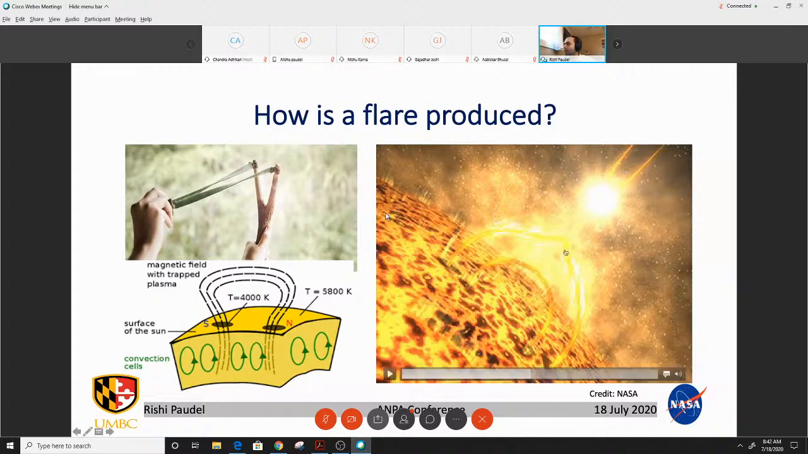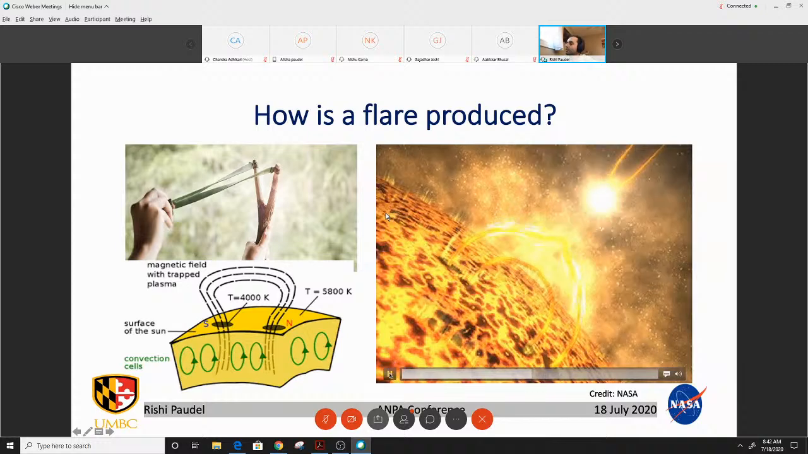Likewise, the energy is also transformed to the kinetic energy of the particles which are trapped in this part of the loop. So the particles which are on this side travel toward the photosphere after magnetic reconnection. Let me finish this video.